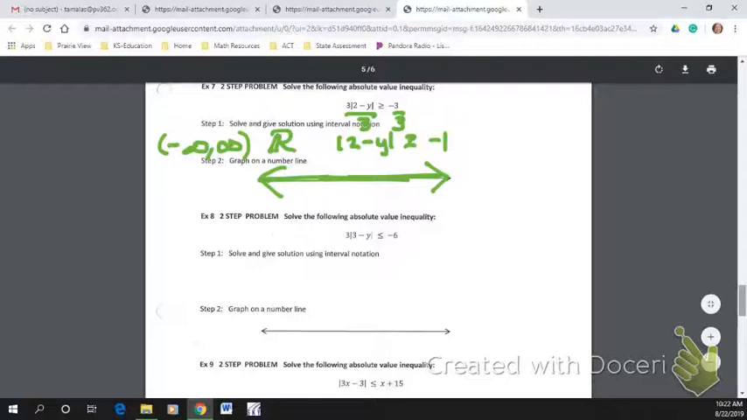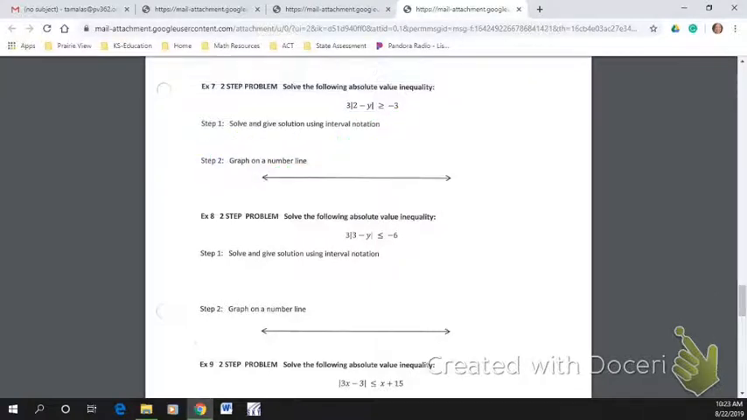Everybody got that one down? Okay, example 8. Once again, I need to divide by 3. So divide that thing by 3. And I have the absolute value of 3 minus y is less than or equal to negative 2. Okay, so you can look at your reference sheet there. Absolute value less than a negative number.